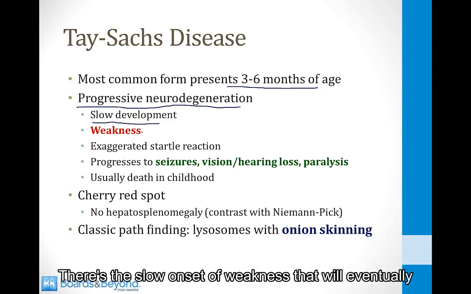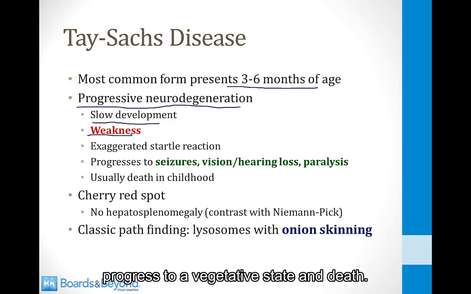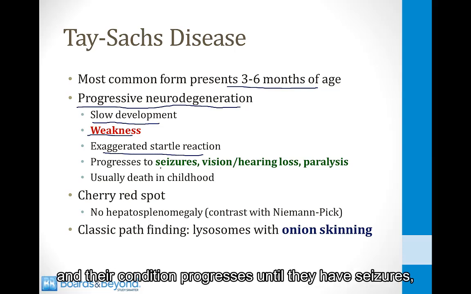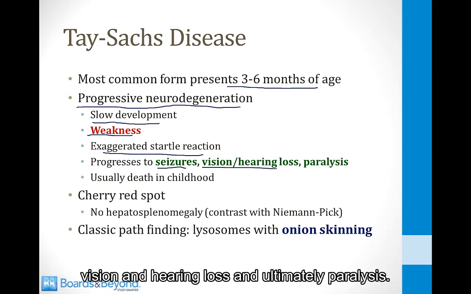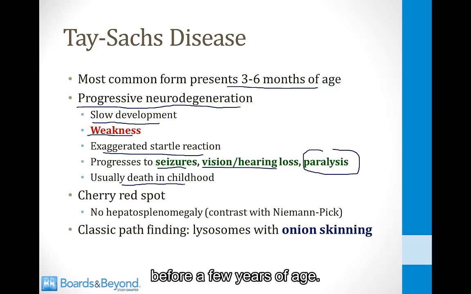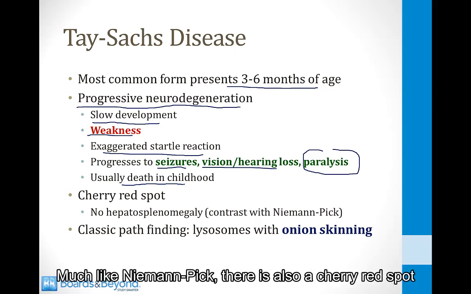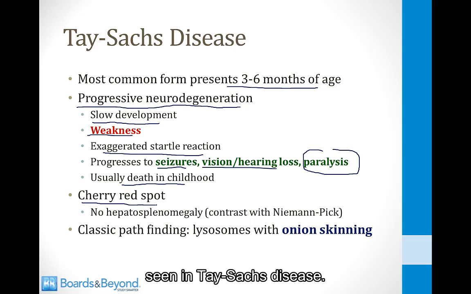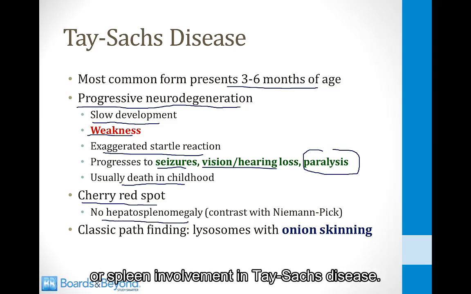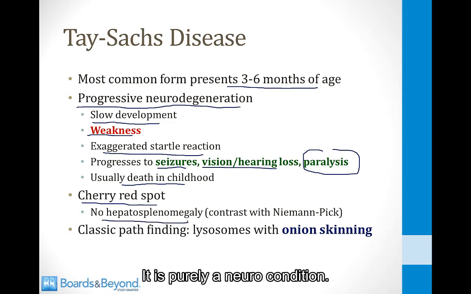There's the slow onset of weakness that will eventually progress to a vegetative state and death. These babies often display an exaggerated startle response, and their condition progresses until they have seizures, vision and hearing loss, and ultimately paralysis. And as I said before, usually death occurs before a few years of age. Much like Niemann-Pick, there is also a cherry red spot seen in Tay-Sachs disease, but in contrast with Niemann-Pick, there is no liver or spleen involvement in Tay-Sachs disease. It is purely a neuro condition.